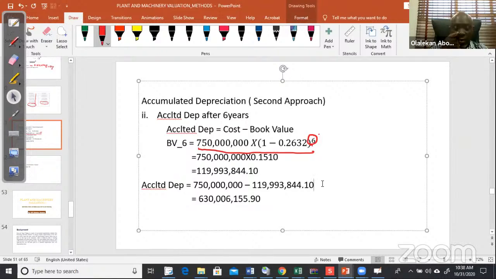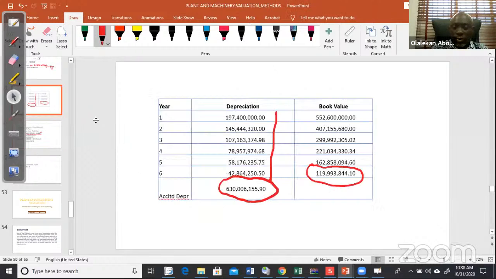So you will compute that out. If you compute that out, you will have this figure. Then when you compute, you will get your book value, which is this. If you look at this figure, 119,993,844, and go back to your table, this is it here. 119,993,844, right? So you have gotten your book value.